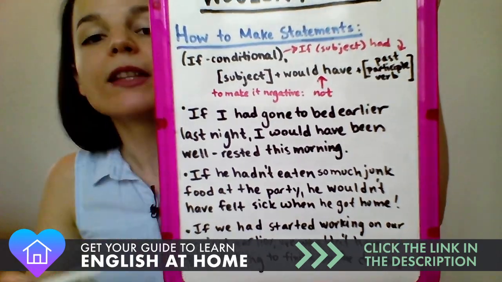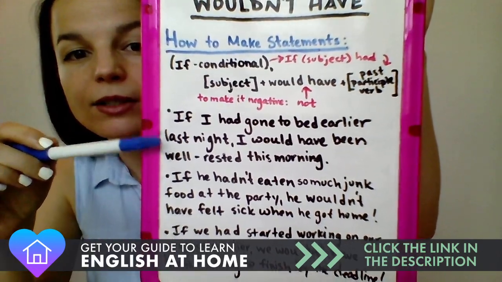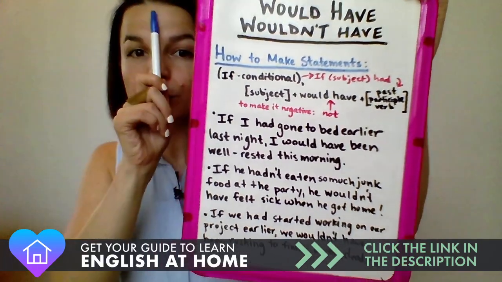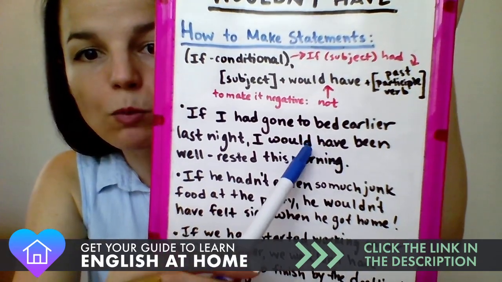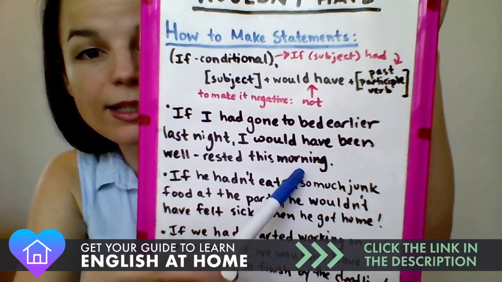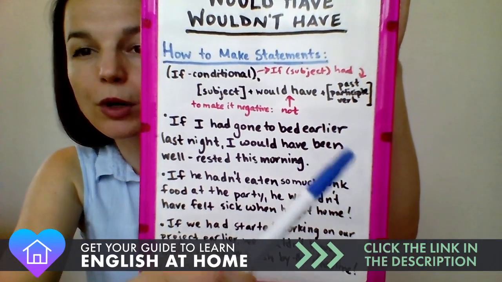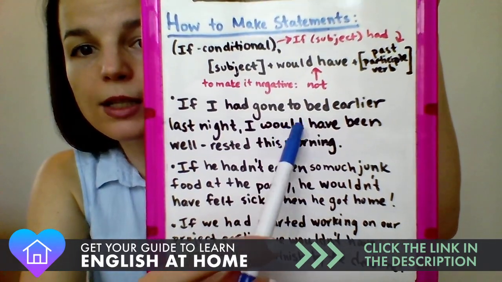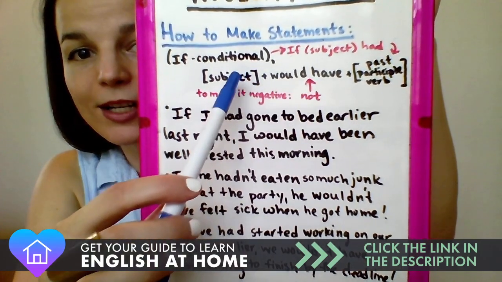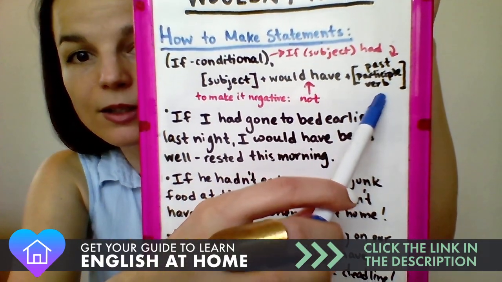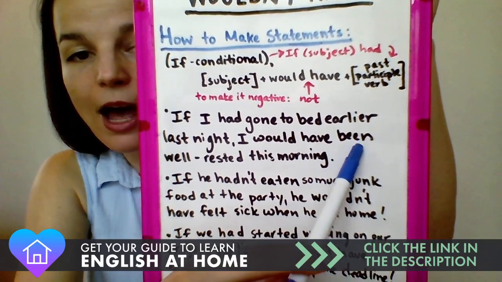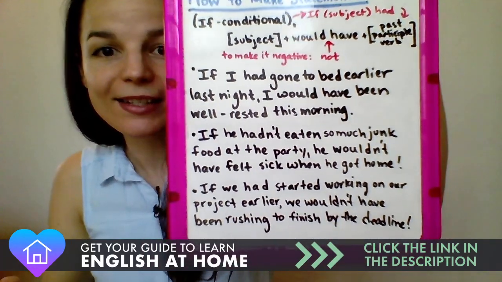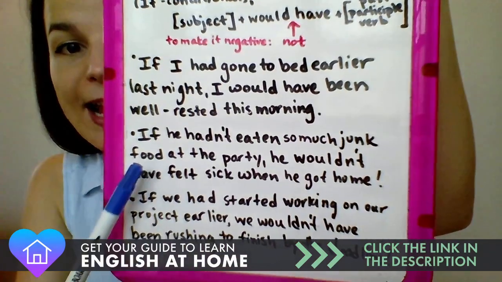So I would have been well rested this morning. Again, all of this is happening in the past. A common mistake that I sometimes see from learners is they talk about a condition that's true now. But this part, I would have been well rested this morning, is also a past condition. So we're not talking about the present with would have and wouldn't have. I've used would have, as we talked about here: subject, I would have been. So the past participle verb is been here. So here's a positive example. Okay, let's look then at a negative example.